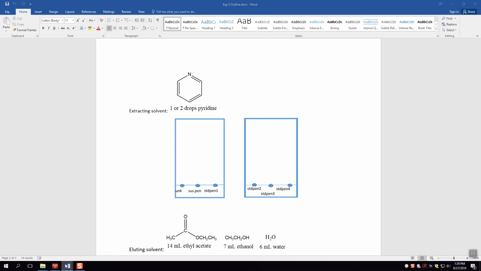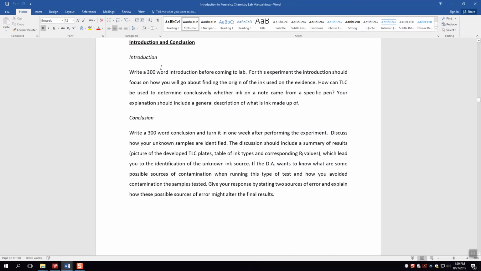I do want to remind you that it is very important to take a look at the introduction and conclusion sections. I should have mentioned this before I got started, but we covered many of the things in the introduction. So how we're going to find the ink used in the evidence, how TLC can be used to conclusively determine whether this came from a specific pen. We talked about how it can't and why it can't, and a general explanation of some of the general things you could find in ink. We talked about the three types of dyes and pigments that you can find in ink and how many inks are a combination of these different things.